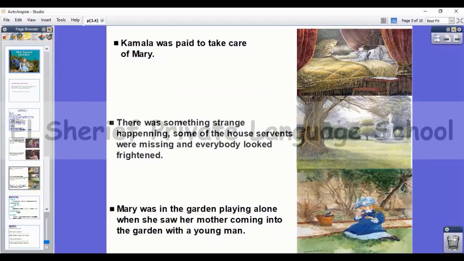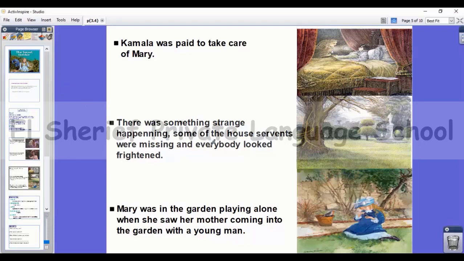Number 3. Now let's talk about the one who took care of Mary. Who is the one who took care of Mary? It was Kamala. Kamala was an Indian servant. She was paid money to take care of Mary. So Kamala was the servant of Mary and she always took care of her.